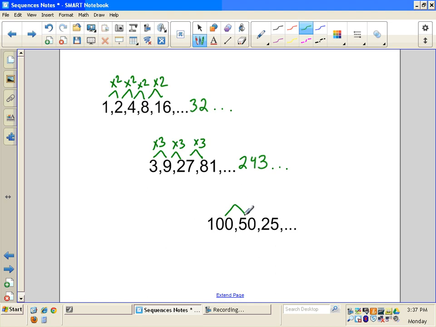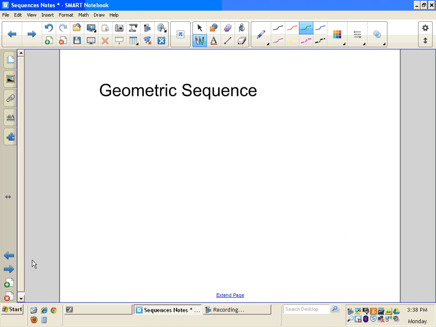Here, it looks like I'm getting smaller, and folks' inclination is to say that they're dividing, but I'd like you to think of this as not dividing, but multiplying by a fraction. So what fraction can you multiply by to get a smaller number? In this case, that's exactly half. Then we're going to multiply by 1/2. And 50 times 1/2 is 25. And 25 times 1/2 is 12.5. Dot, dot, dot. So in cases where you have sequences that are multiplying, we have what we call geometric sequences.